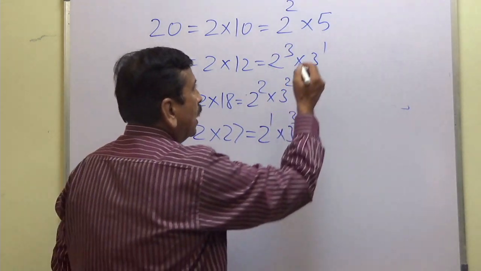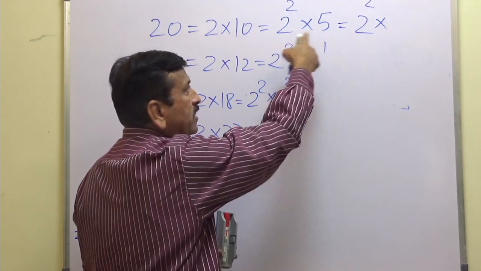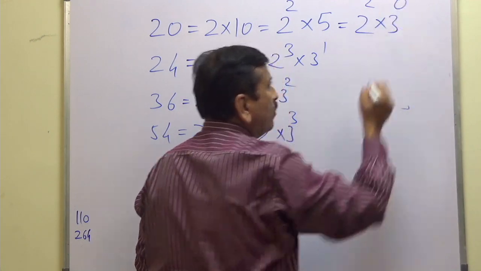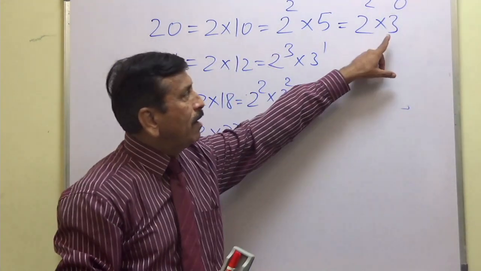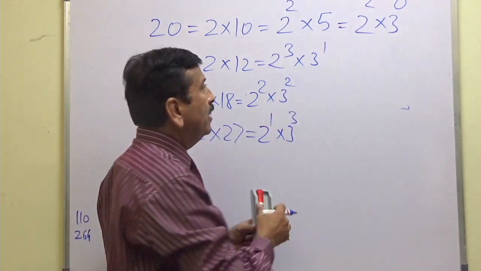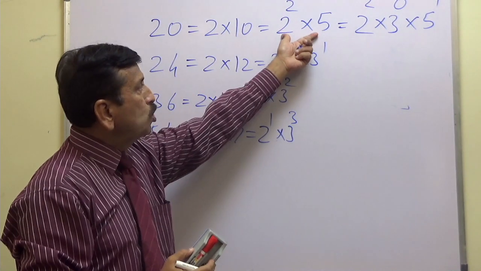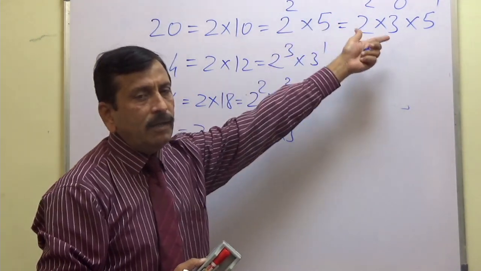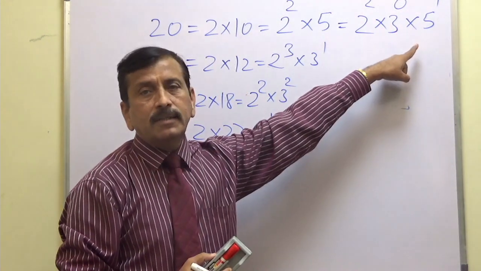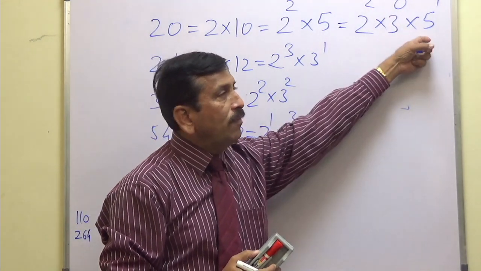So I put the first as 2 to the power 2. In this there is no 3, so I make the 3 appear with a power raised to 0. 3 to the power 0 is 1, so I am not affecting the correctness of the problem. And then I have 5 to the power 1. Look here, 2 square into 5 is the same thing I am writing, but I am making all three factors 2, 3 and 5 appear in the description: 2 to the power 2, 3 to the power 0, 5 to the power 1.